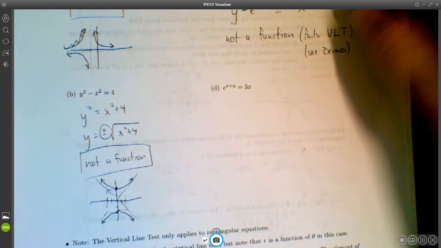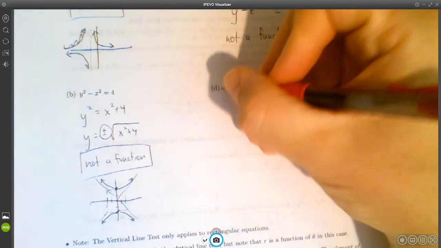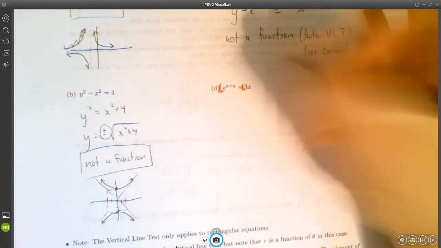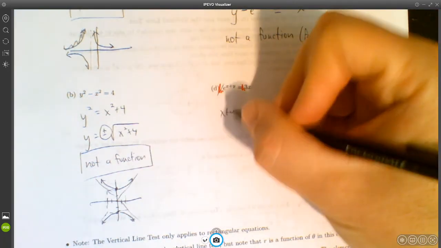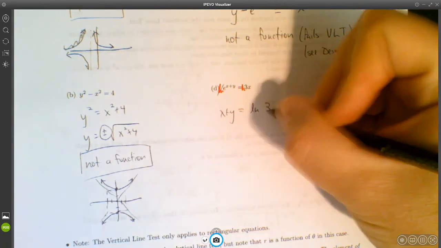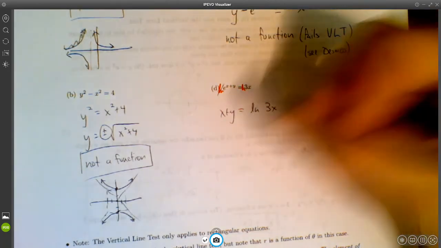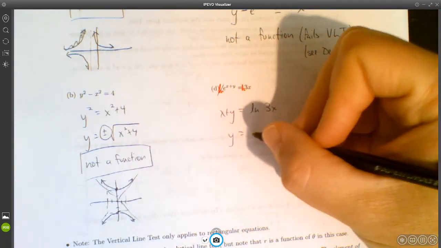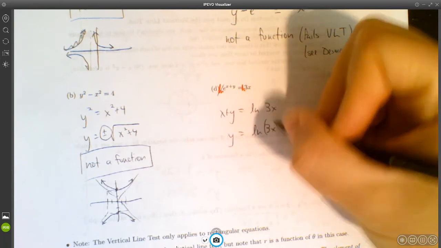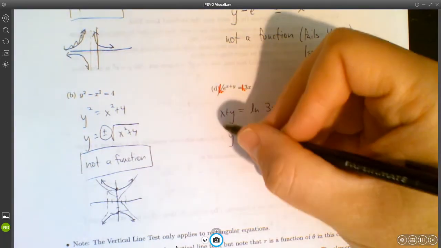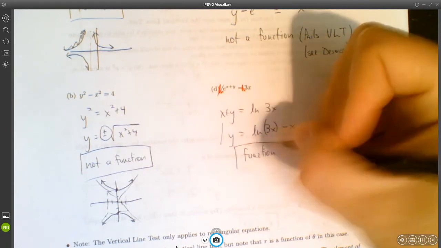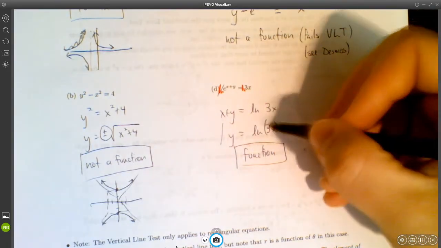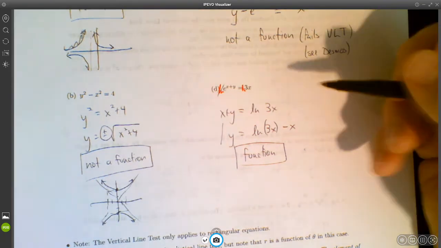Well, if I want to solve for y, I better take a logarithm to get that exponent down. So I'm going to take natural log. Those will cancel. I'll just be left with x plus y equals natural log of 3x. And if I want to finish solving for y, I would get y equals natural log of 3x minus x. So this is a function, for sure, right? For each input value of x, I'm only going to get one output value for y, so it's a function.